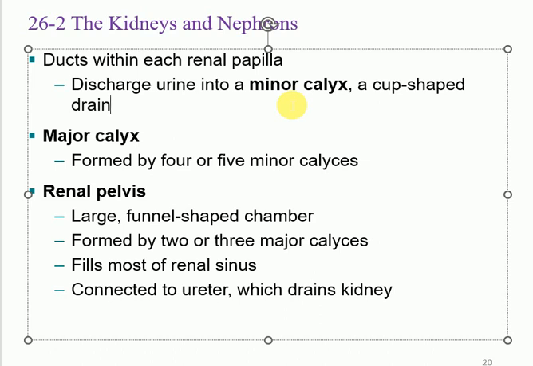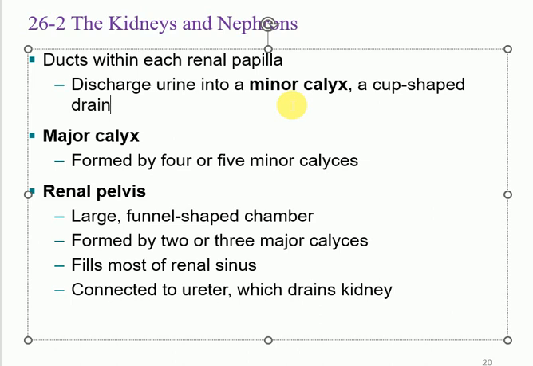So once you make the urine, it leaves through the ducts in the renal papilla. Do you remember the renal papilla? What's the renal papilla? The tips of the pyramids. So this is where the urine leaves, the tip of the pyramids. It's called the renal papilla. It goes to what? Minor calyx, major calyx, renal pelvis, ureter, and so on.